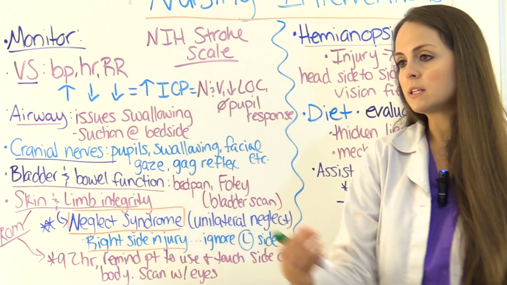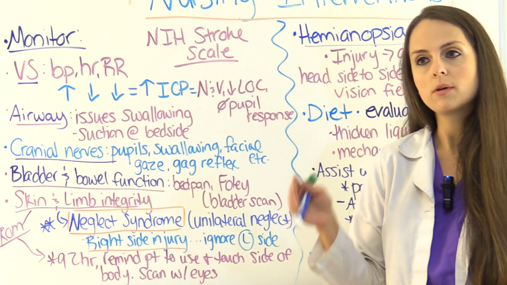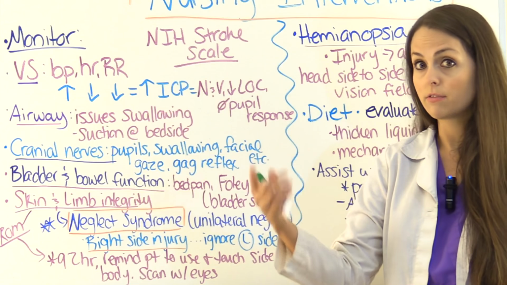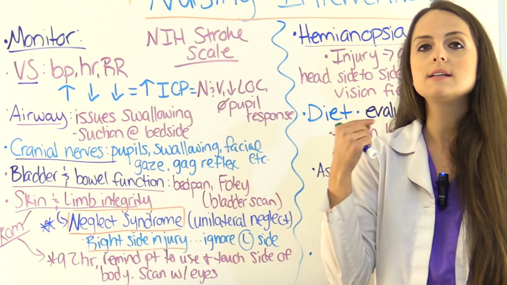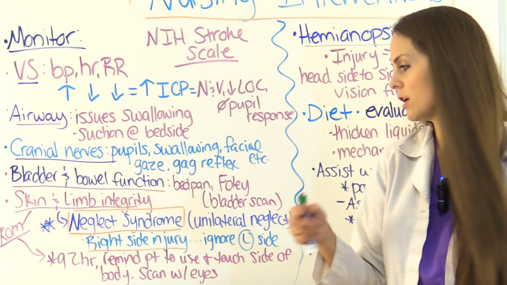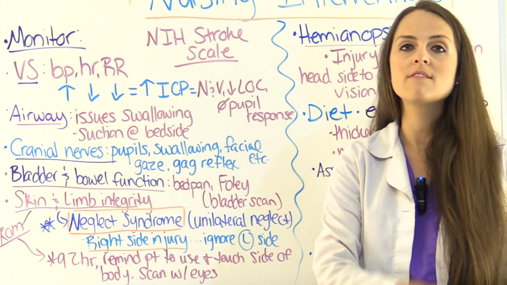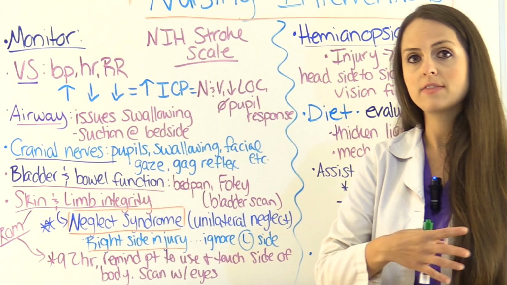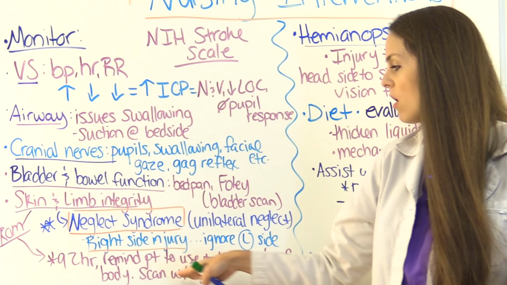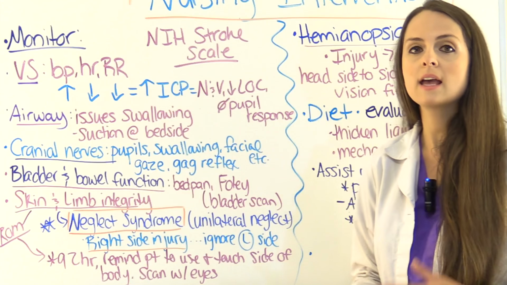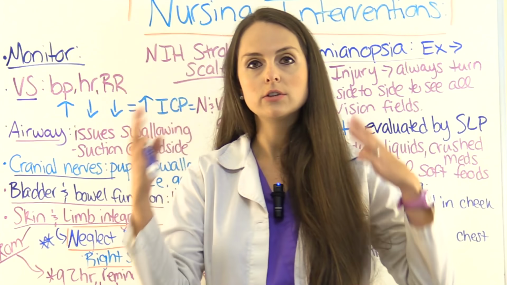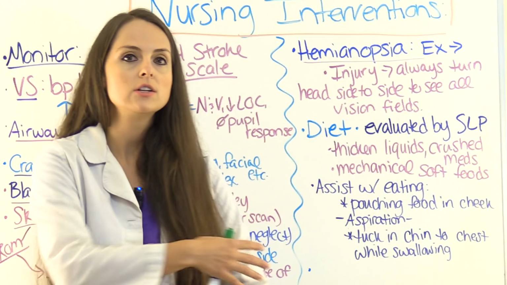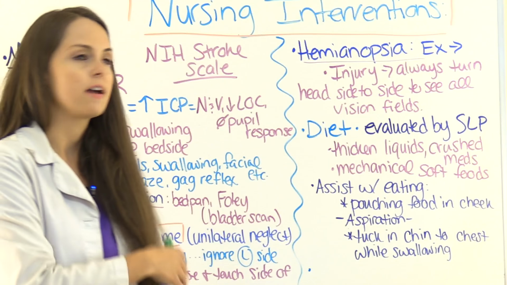So some nursing interventions to help with this. You want to monitor the patient for it, see if they're having this, and you want to constantly remind the patient to make a conscious effort to use and to touch that affected side of the body that they are neglecting, and also to constantly scan the environment, to look all around for any type of injury that they could do to that affected side.